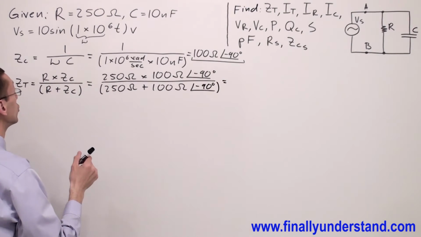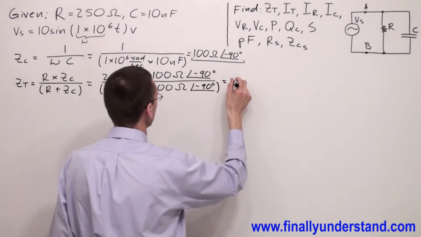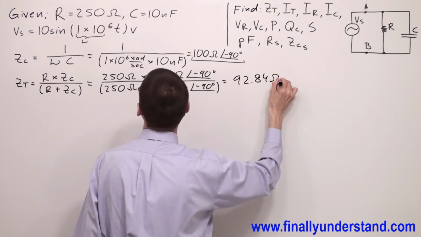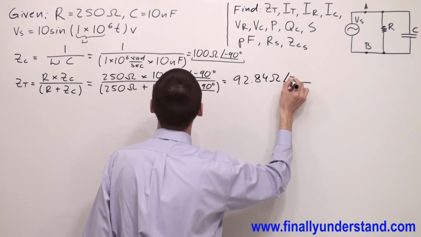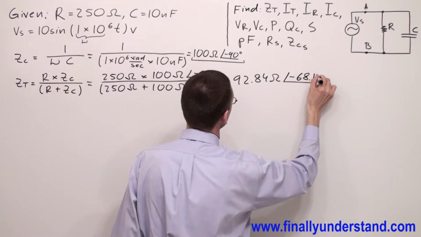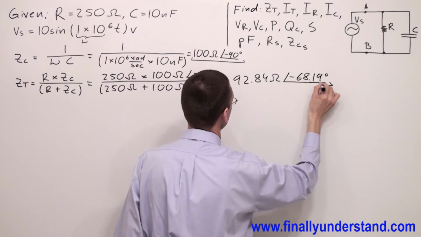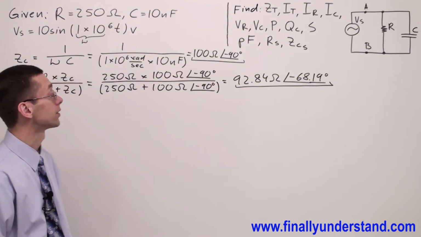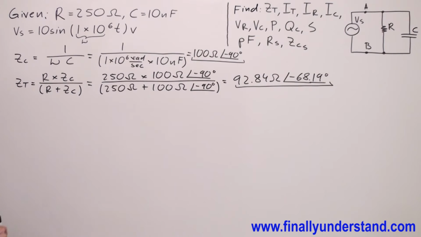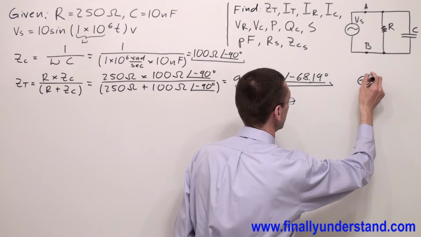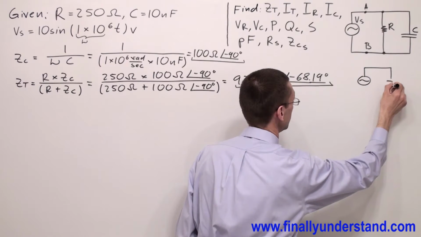Use the calculator. You're supposed to obtain the value of 92.84 ohms and angle of negative 68.19 degrees. Okay, this is the value of my total impedance. Next, we're supposed to find the total current. In order to find total current, you're supposed to realize that right now we talk about the voltage source and the total impedance.